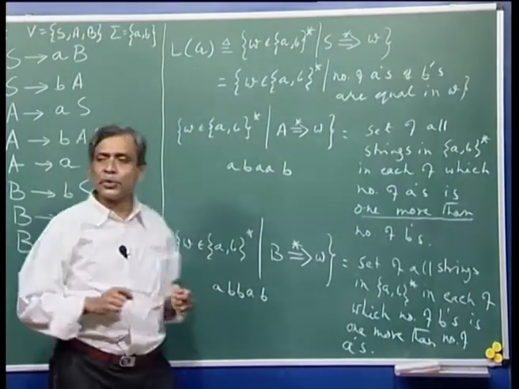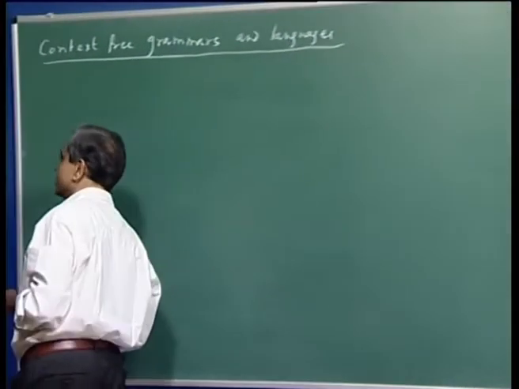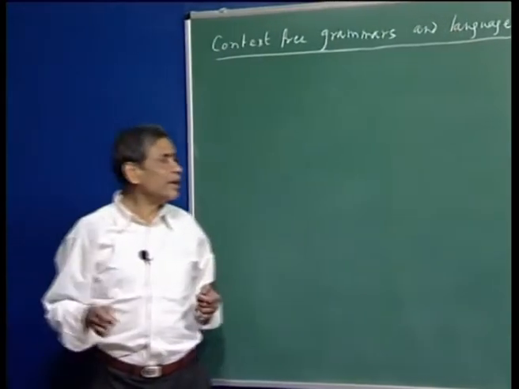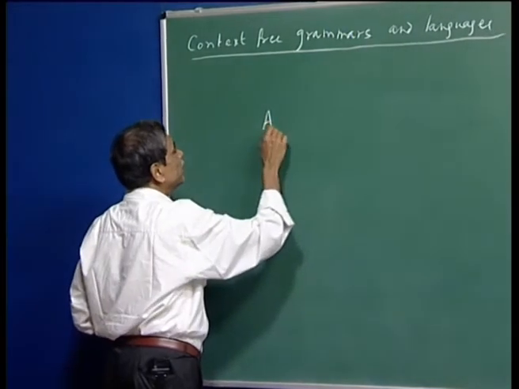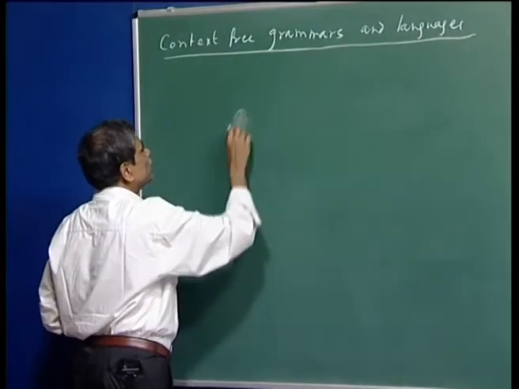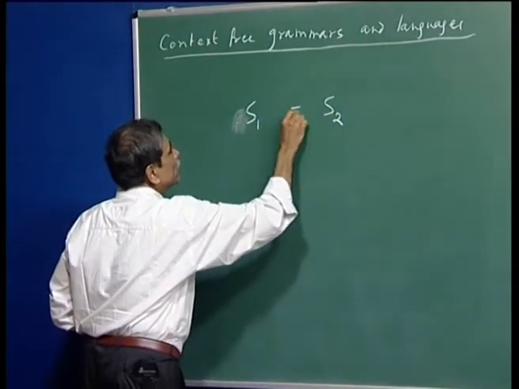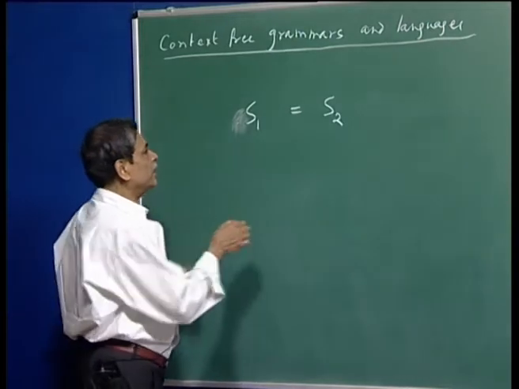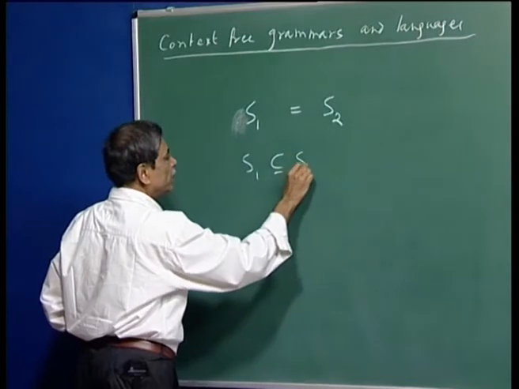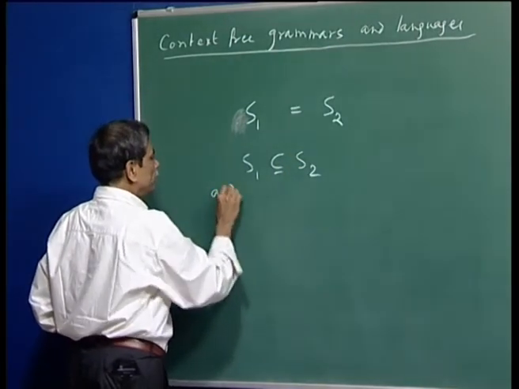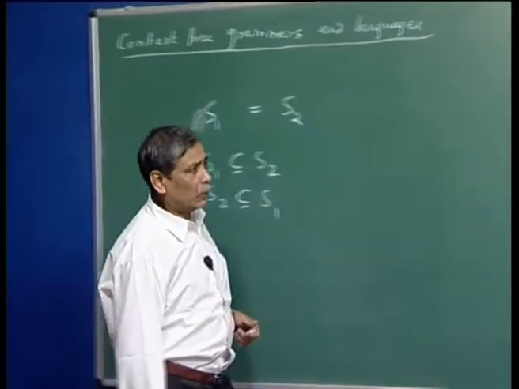And when you show equality of two sets, and this is the point we have made in our discussion many times, this is of the form that I have this set, let us say S1, and another set S2, and we would like to prove the equality. Typically, this is done by showing S1 is a subset of S2 and S2 is a subset of S1.